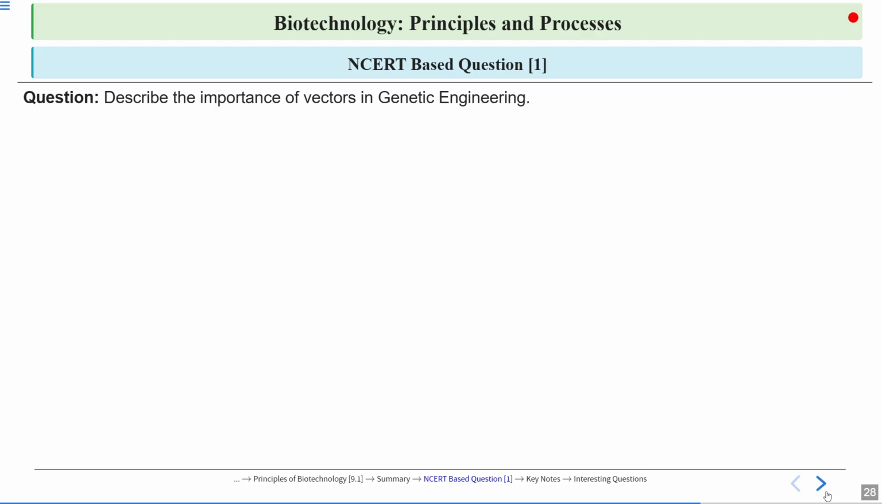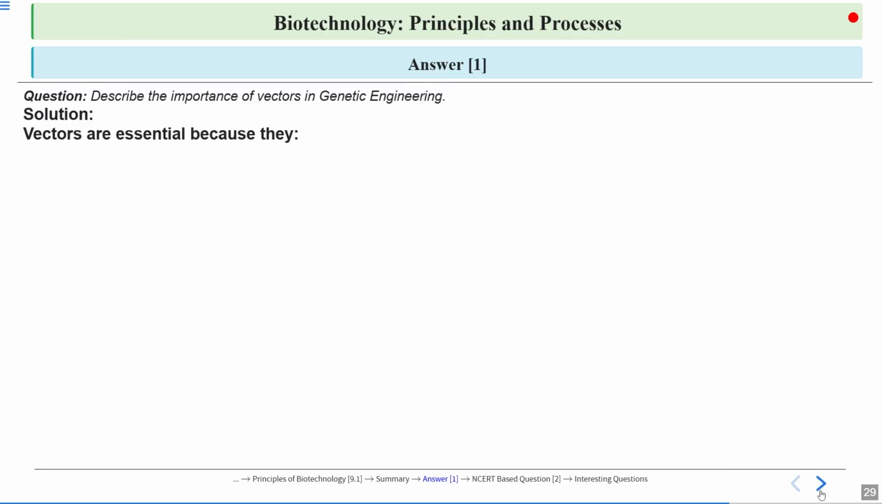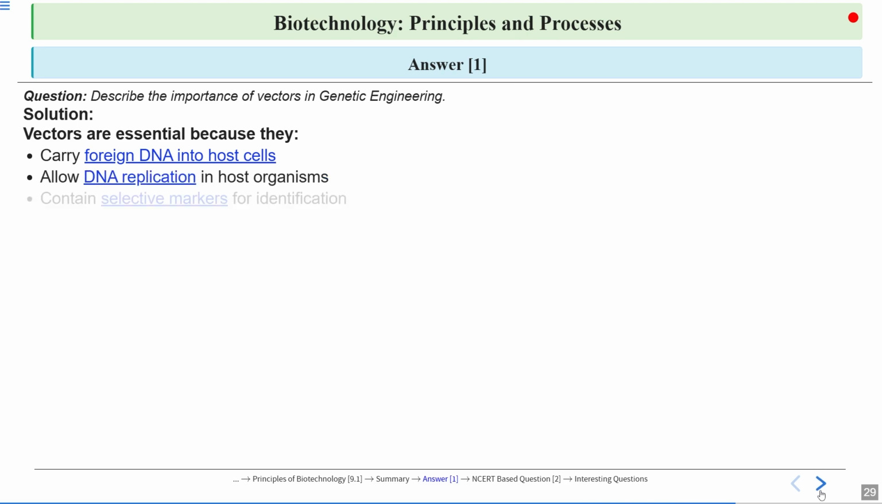So here's the first question of NCERT, which asks, describe the importance of vectors in genetic engineering. What is the importance of vectors in genetic engineering? So vectors are essential. Why? Because they carry foreign DNA into the host cells. They allow DNA replication in host organisms. They contain selective markers for identification.